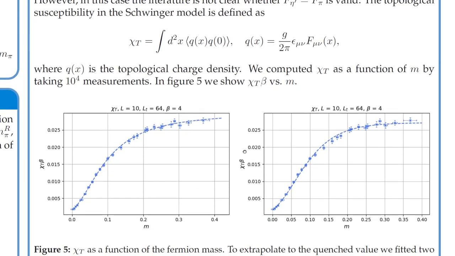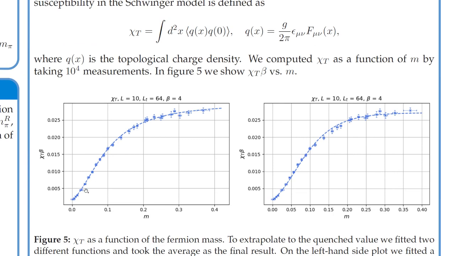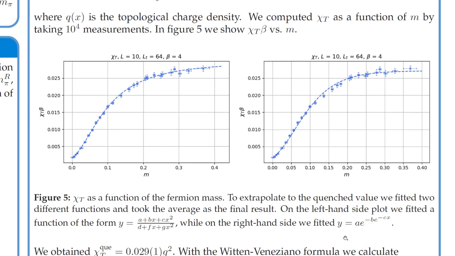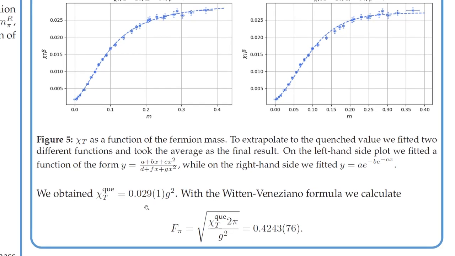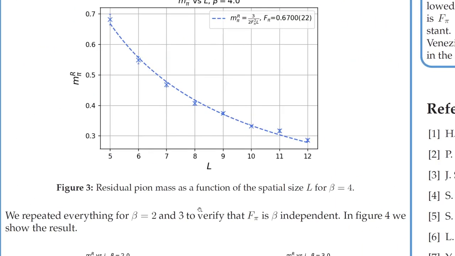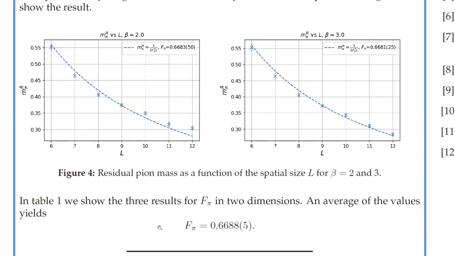Here we show the topological susceptibility as a function of the fermion mass, and in order to extrapolate its value to infinite m, we fitted two different functions and obtained chi_t as an average of the results of the fits. Now, with chi_t quenched, we computed f pi, and this yields a result of 0.42. But in the delta regime, we have this other result, so we see a discrepancy between both numbers.